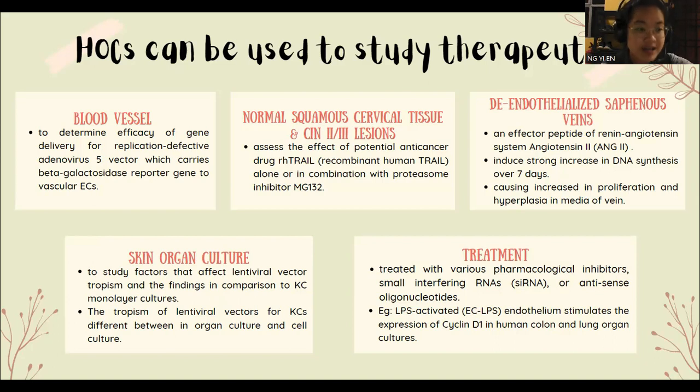The next one is that human organ culture can also be used to test various pharmacological inhibitors such as siRNA, the short interfering RNA, or antisense oligonucleotide. So this will help research to better understand the molecular function of the cell in situ. Not only that, human organ culture also functions as a de-endothelial spinal speed.